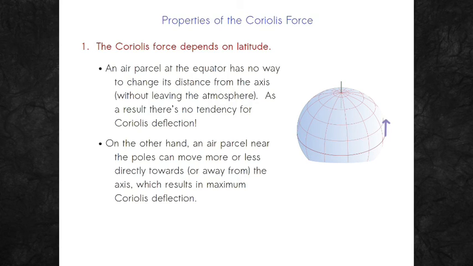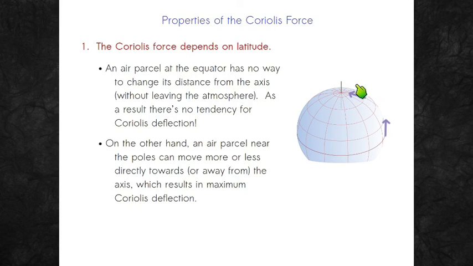By contrast, if you think of a parcel up near the poles, well, as this parcel moves northward up near the poles, it's more or less going directly in towards the axis. And so it's changing its radius very quickly, coming in towards the axis quickly. And so it's going to see this effect of speeding up and bending to the east.